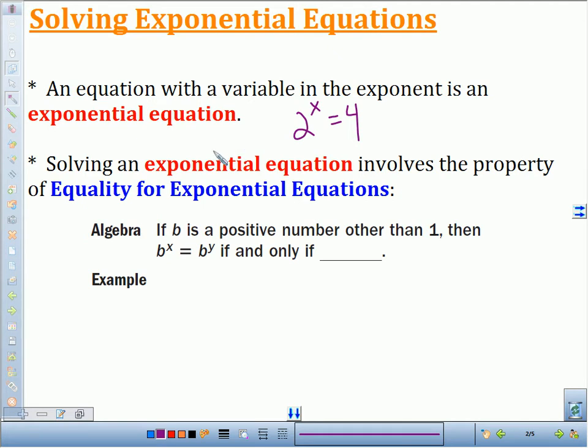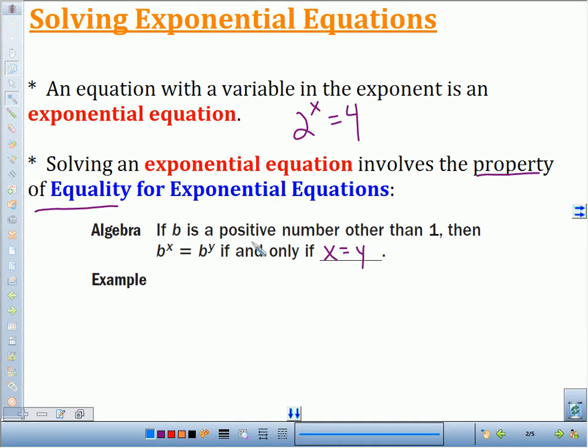Now, the basic idea behind solving an exponential equation involves the property of equality for exponential equations. This property of equality for exponential equations says that if b is a positive number other than 1, then b to the x equals b to the y if and only if x equals y. So that's actually pretty useful.